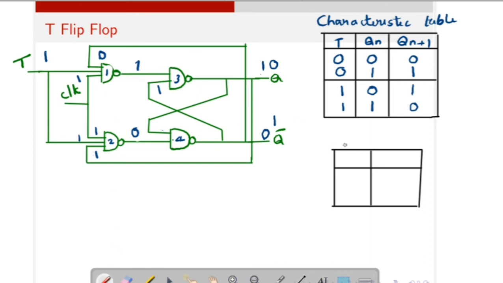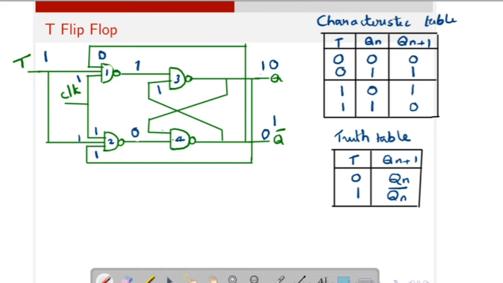Okay, so T and Qn+1. When T is equal to 0, it retains the present state, that means Qn. When T is equal to 1, it toggles the state, that means Qn bar. When Qn is equal to 0, we get 1; Qn is equal to 1, we get 0, that means Qn bar. So this is the truth table or the function table of the T flip-flop.